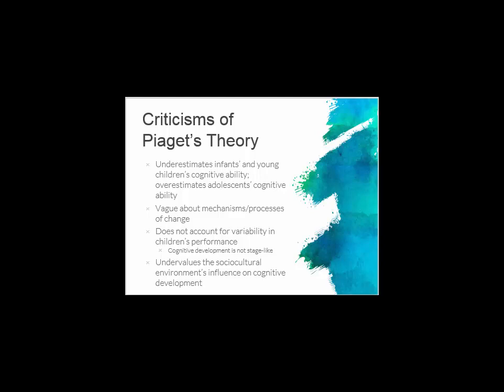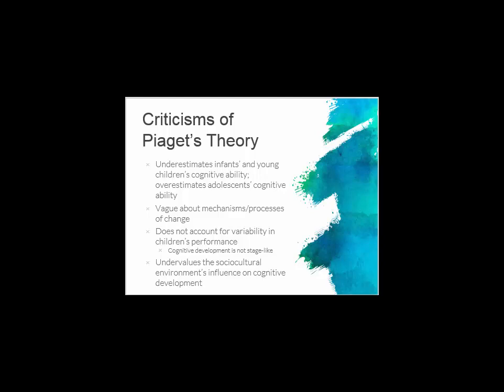some other criticisms. Piaget's stage model doesn't really account for variability in children's performance. So it doesn't account for why we see that some children are a little bit ahead when it comes to cognitive development versus others. So what we know is that cognitive development isn't really stage-like. There are some gradual, continuous aspects to cognitive development, and there's no room for that in Piaget's theory.